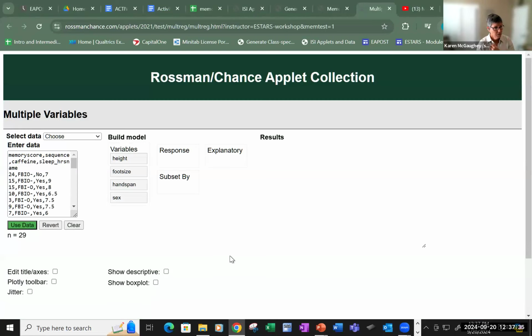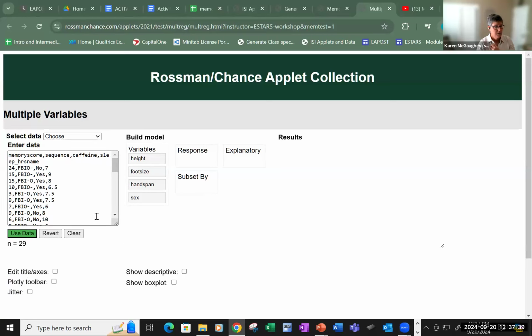So if you click on that applet, it should take you here, and this is the data that you all provided. Okay. Notice that the variable names don't match what's happening over here in this window. So if you'll select use data, that will bring that data into the applet for you.